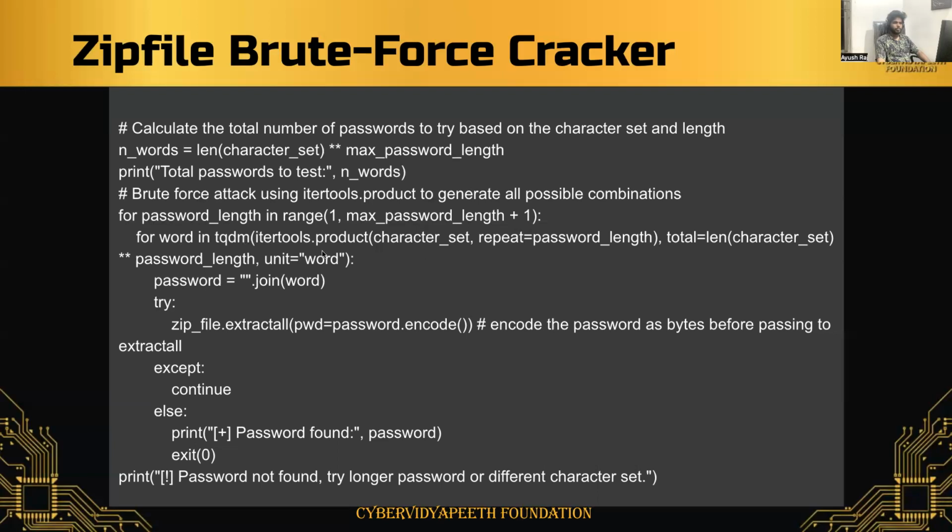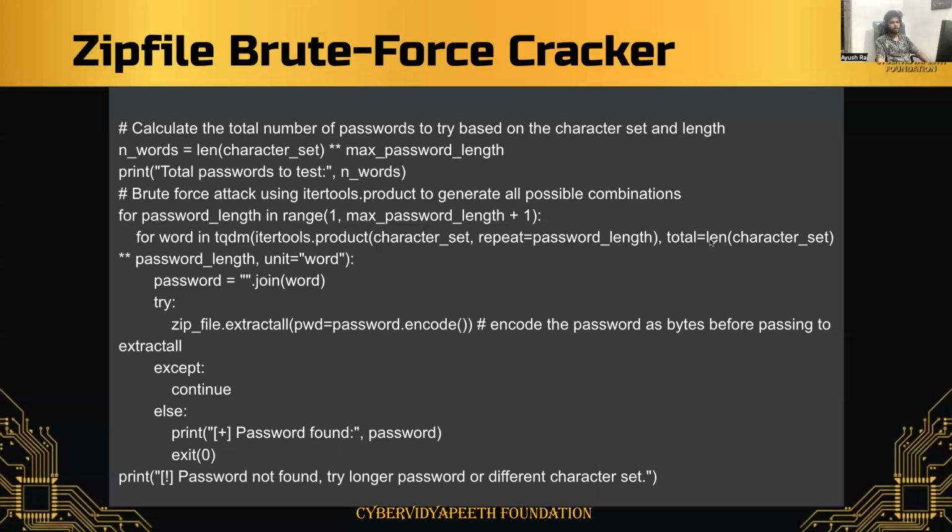for word in tqdm, this is the thing, itertools.product. This is the functionality of itertools that we are using here. Okay, so we have to define a few things in the arguments: the character set. Last time here it was the word list, but here the target is this function. Character set, repeat equal to password length. So what is the password length? For the first iteration it will be 1. For the second iteration the length will be 2. Like that it will do the process.